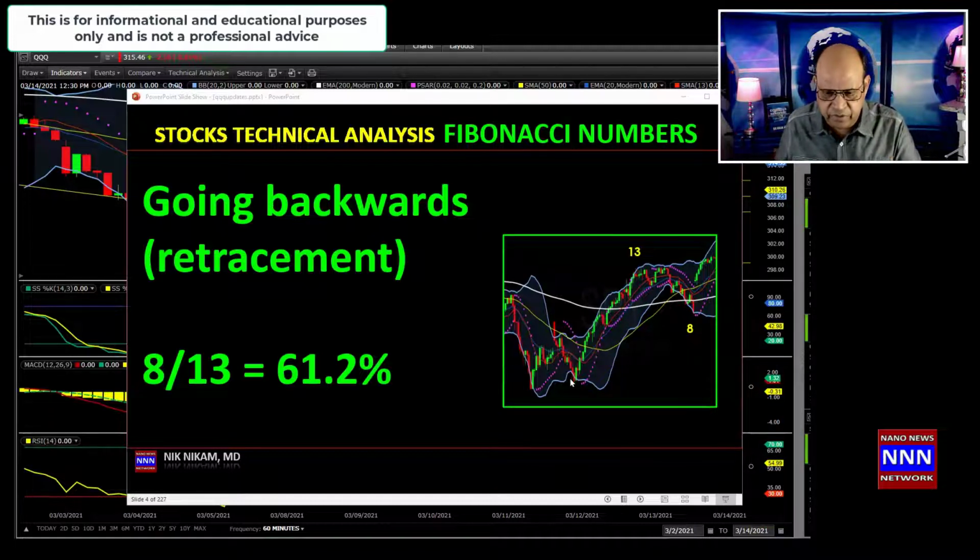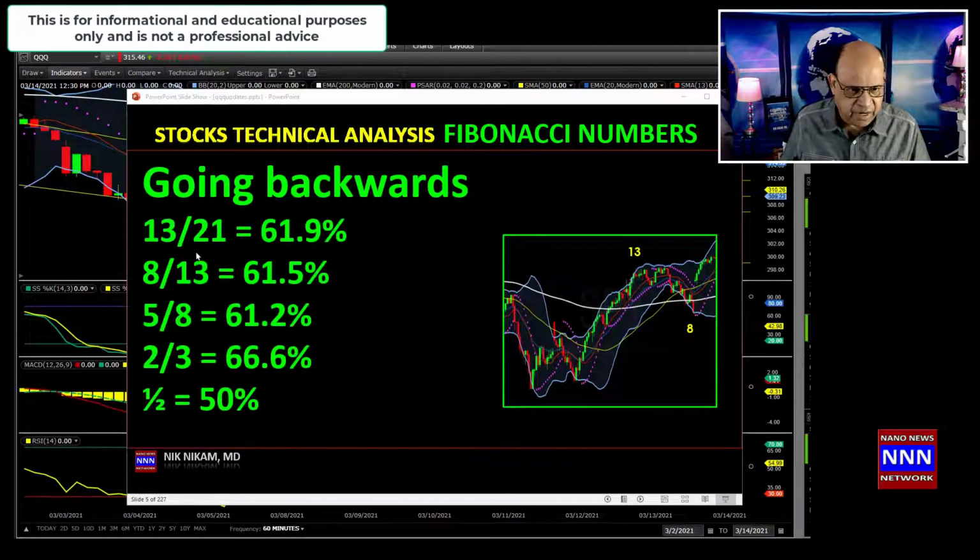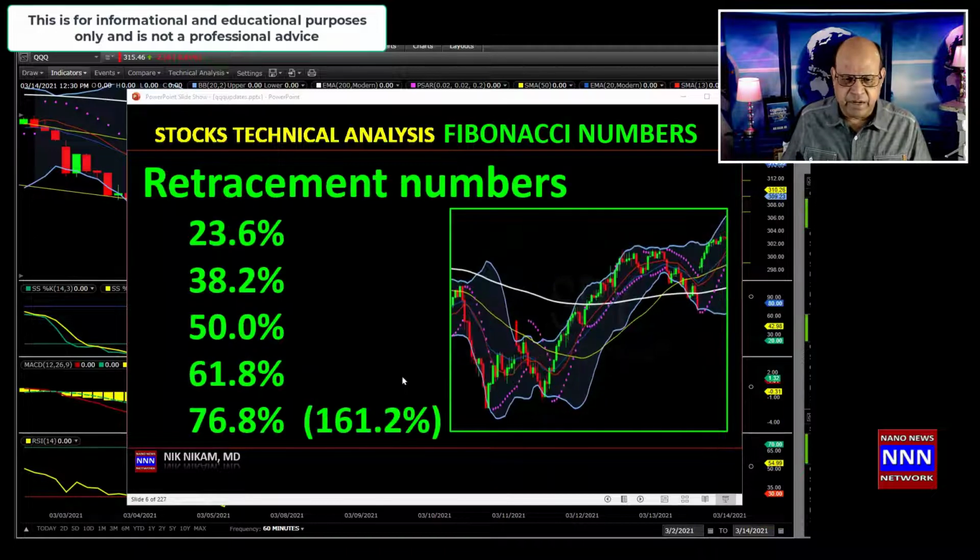So if we say the impulsive wave moved by 13 points and the correction was down 8 points, that means the correction was 61.2%. And these numbers are important because the big money managers follow these numbers very closely when they are following the movement of the stock prices over time. And as you can see, the fractions of all these run pretty close to 61.9, 61.5, 61.2, and the last one I said.